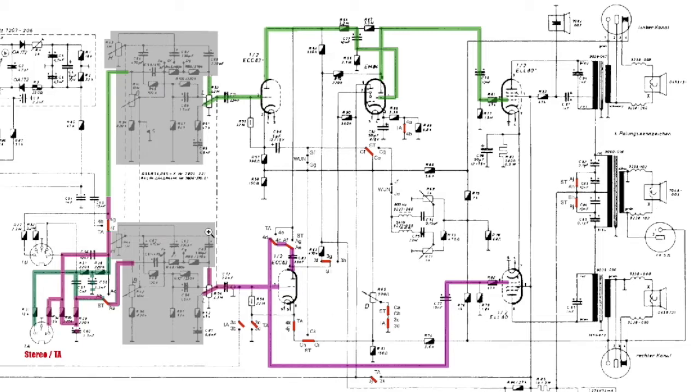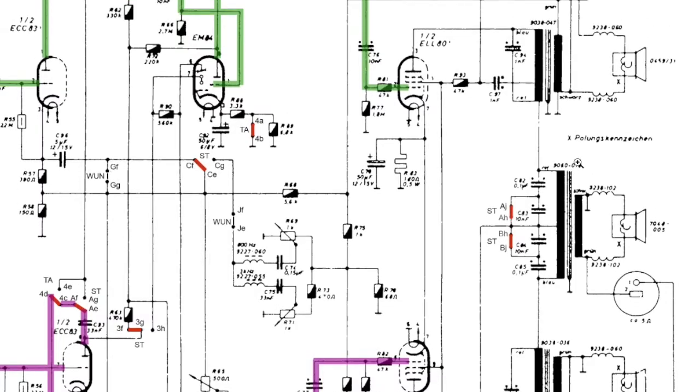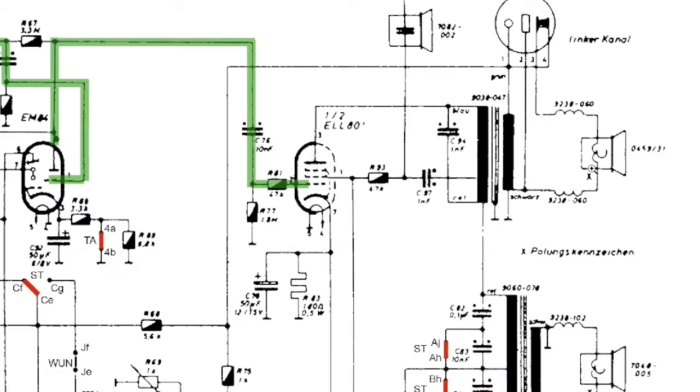Looking at the full audio stage to this point using stereo and pickup input, this is what we've got. We've got this pentode being driven, and we've got this pentode being driven. Now what we need to do is look at how these transformers are being driven, and therefore the speakers. So let's focus on this stage here.